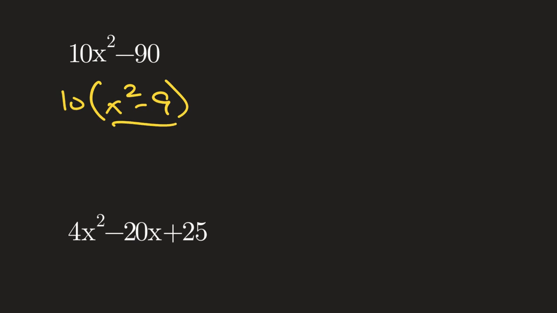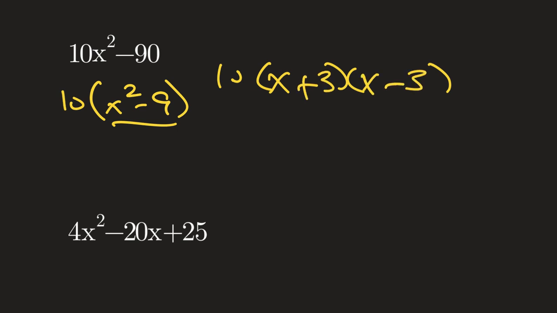X squared minus 9. X squared, perfect. Is 9 a perfect square? Is there a number times itself that will give us 9? There you go. So 9's a perfect square. So we're going to hang on to our GCF, two sets of parentheses, x and x, 3 and 3, plus and a minus.